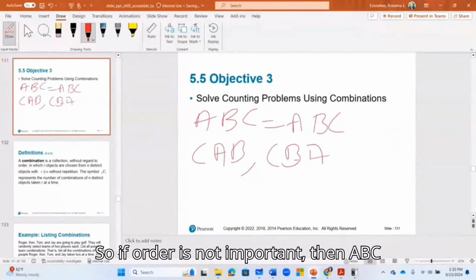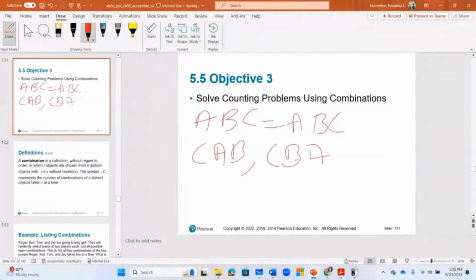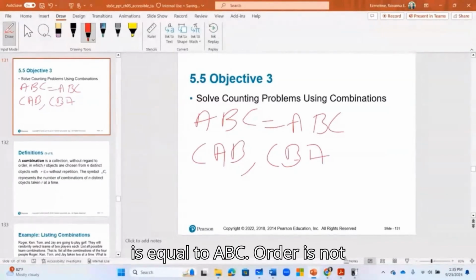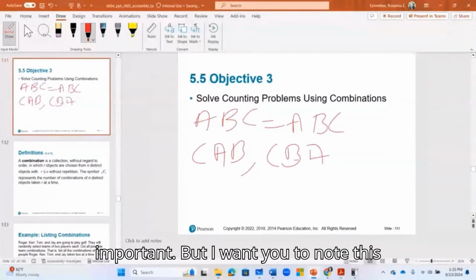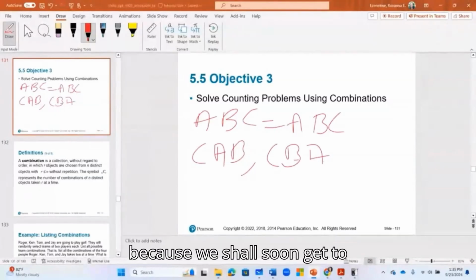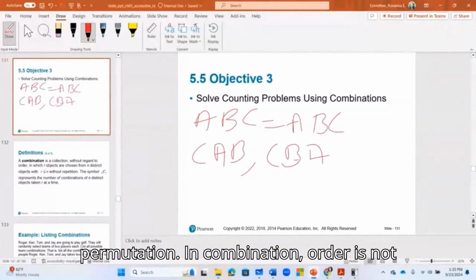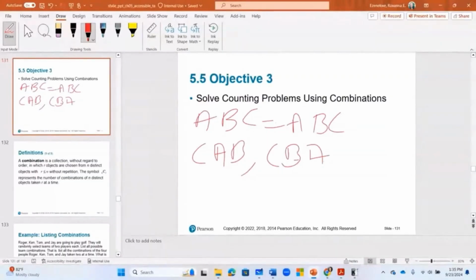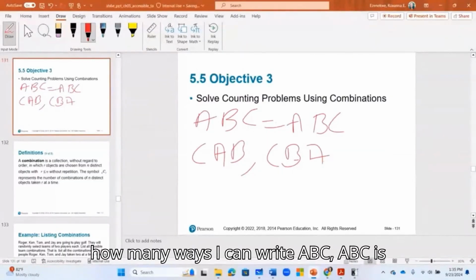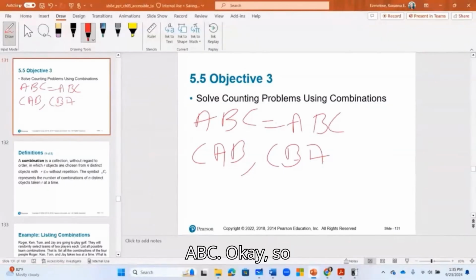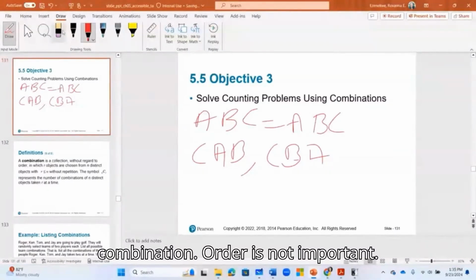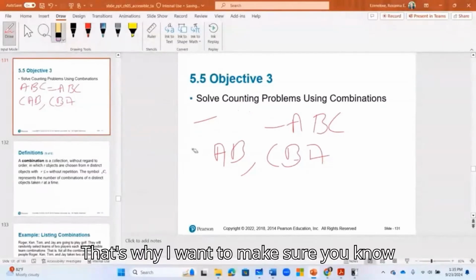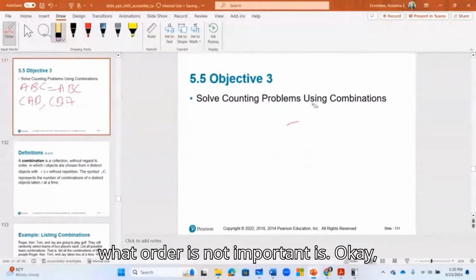So if order is not important, then ABC is equal to ABC. Order is not important. But I want you to note this because we shall soon get to permutation. In combination, order is not important. So it doesn't really matter how many ways I can write ABC. ABC is ABC. Okay. So combination, order is not important. That's why I want to make sure you know what "order is not important" means.